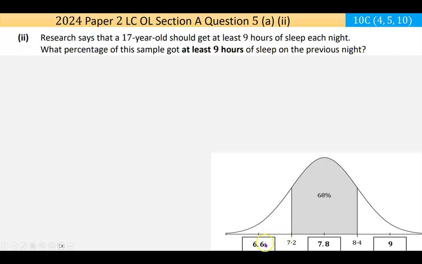So everyone down here only got 6.6, 7.2, 7.8, 8.4. You see here, only a small amount of people got greater than 9 hours sleep. So everyone below this didn't get 9 hours sleep. So the only ones are in this little section of the distribution, that amount of people.